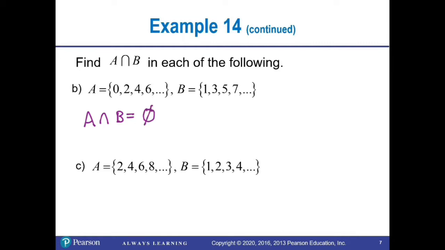There's no element that's in both sets, and so A intersect B is the empty set. In part C, once again, we're asked to find A intersect B. So I want to know what elements are in both of these sets. Well, they both have a 2 and a 4. That means they'd also have a 6 and an 8 and so on. Notice that where these two sets overlap, it's actually set A. So A intersect B is set A for this example.